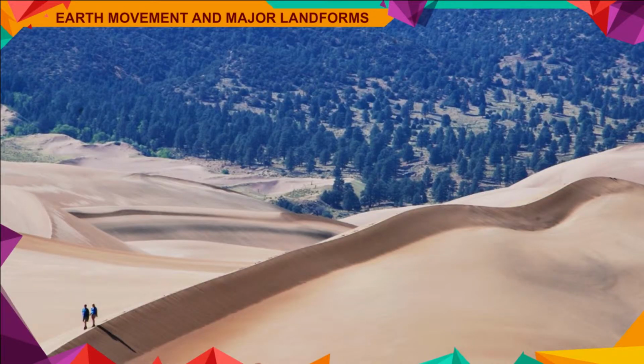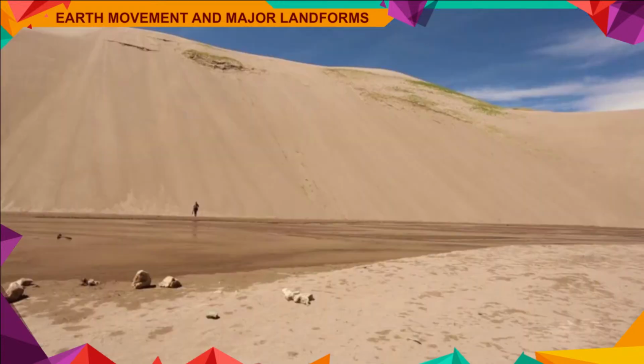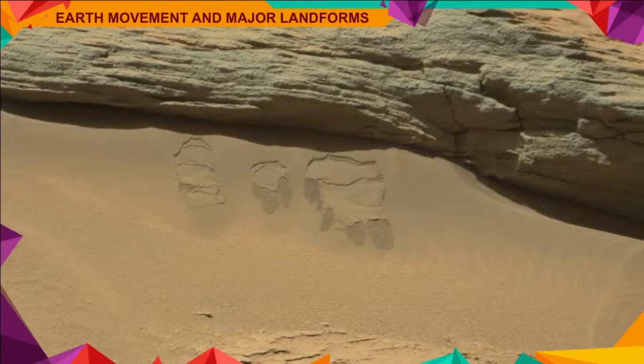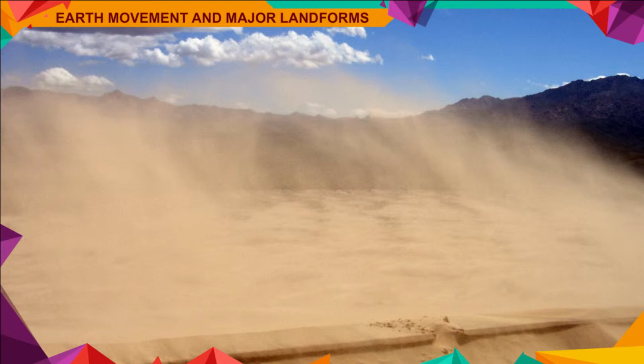Work of wind. An active agent of erosion and deposition in the deserts is wind. Wind erodes the lower section of the rock more than the upper section. Therefore, such rocks have a narrow base and wider top. It lifts and transports sand from one place to another.